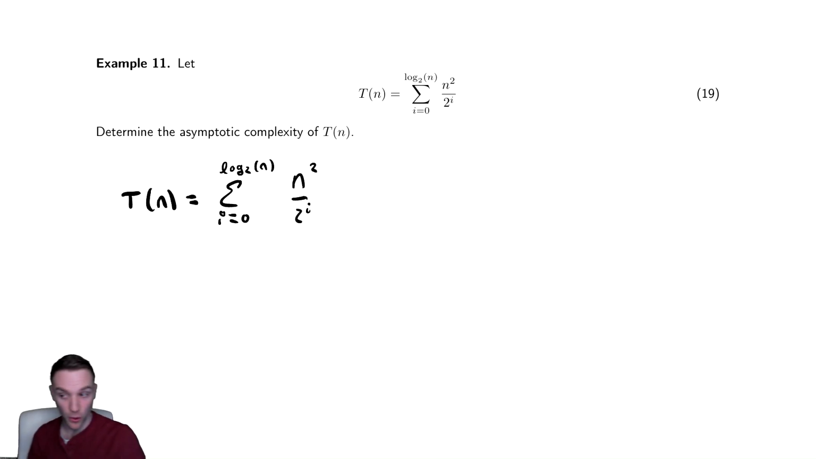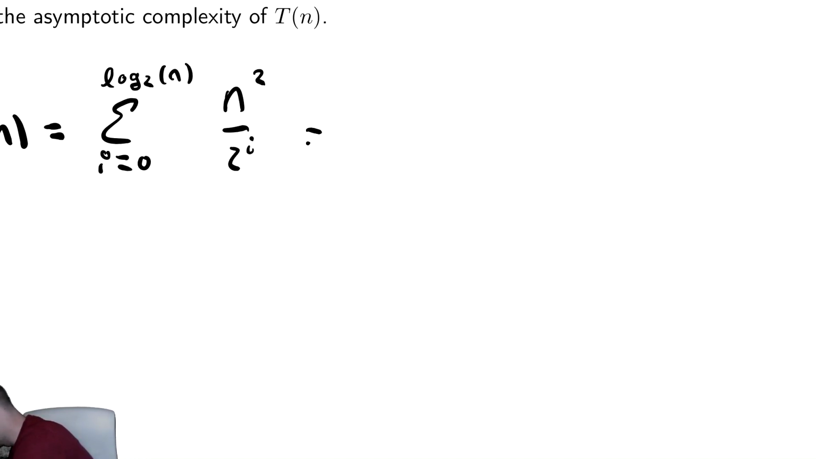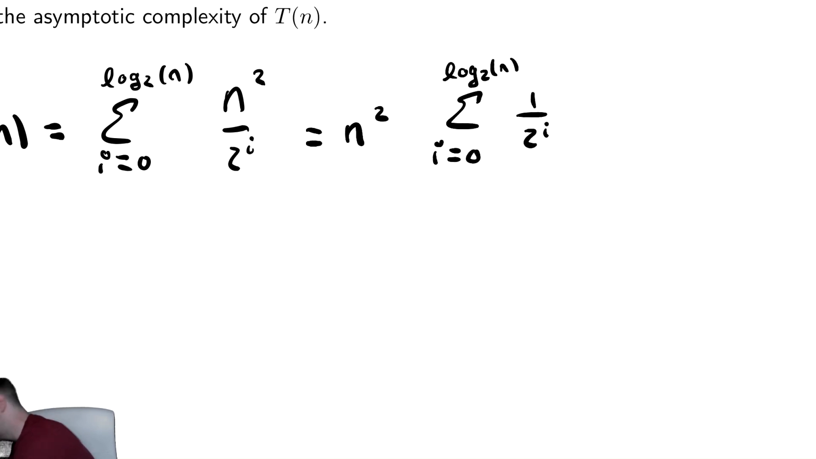We want to try to exploit our formula that says that if we have r to the i, we know what it is. So let's try and do the algebra required to do that. We factor out the n squared, then have the sum from i equals 0 to log base 2 of n of 1 divided by 2 to the i. Why did I factor out the n squared? In order to use the formula as we have written it, we need to have strictly a number to the i inside of the summation.